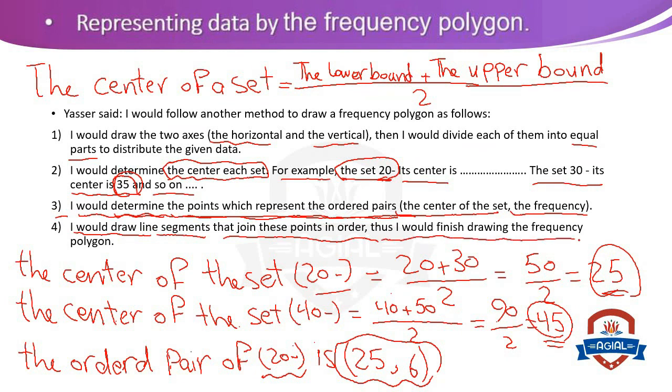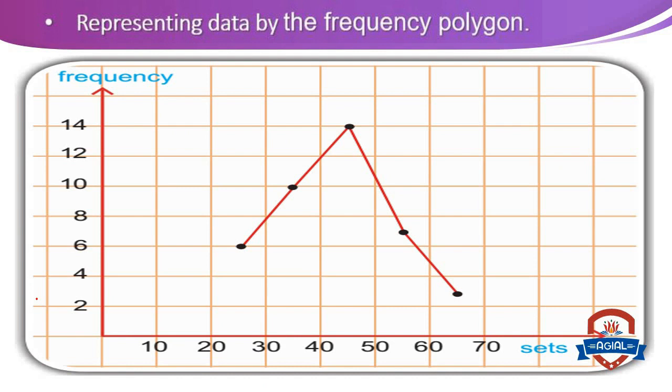Thus, I would finish drawing the frequency polygon. So now we have this frequency polygon. We found the center of the set 20, so we have 20 plus 30 all divided by 2. So we have 25. So we go to 25. Then we move up to the frequency equals 6, then we put this point.